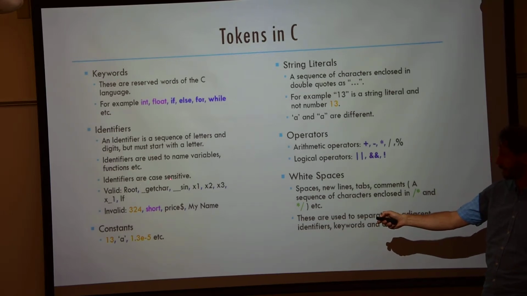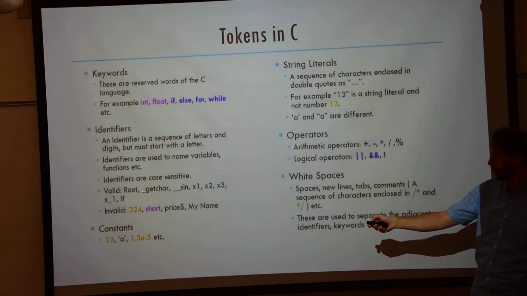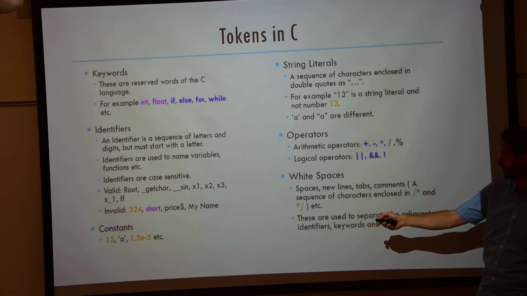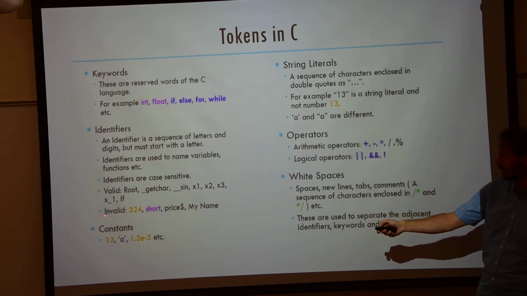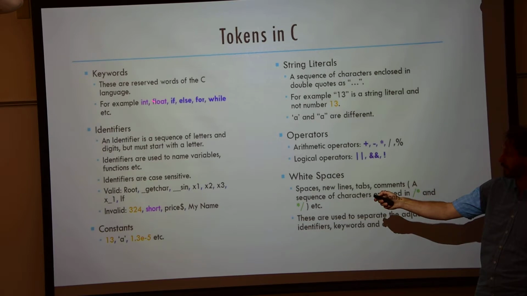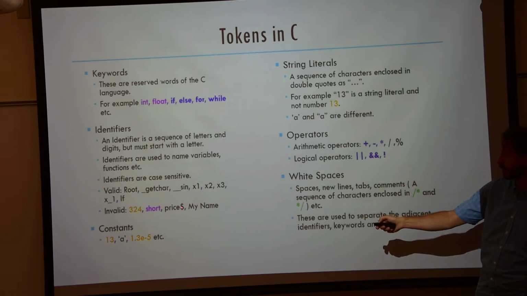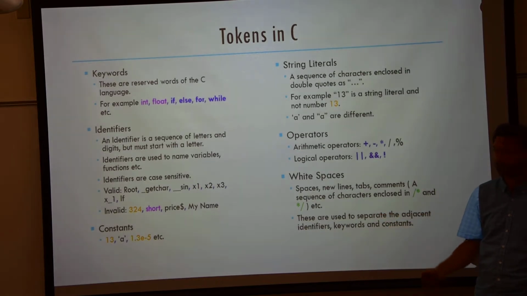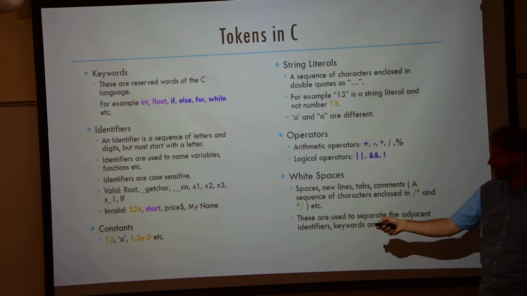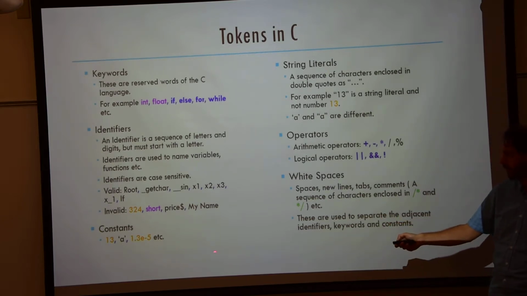Identifiers are case sensitive. Valid ones are, for example, root, get character, there's this underscore here that is also allowed, and so forth. Not valid is if you start with a number, you need to start with a letter. Not allowed is if you use one of those reserved words. You cannot do that. If you use this symbol, you're not allowed to do that because you want to use characters and so on. A space is not allowed.